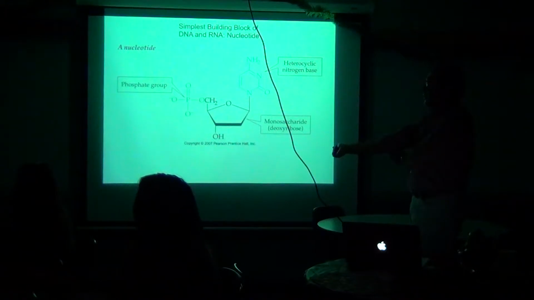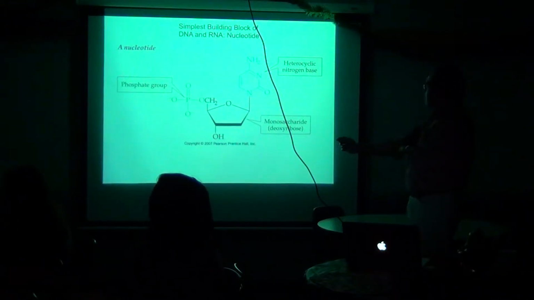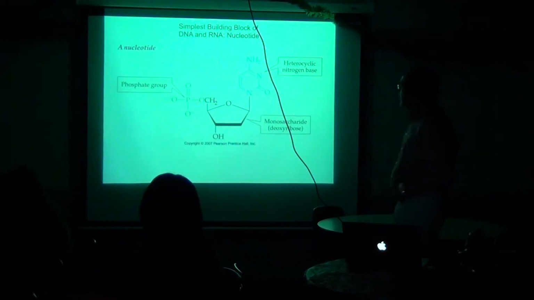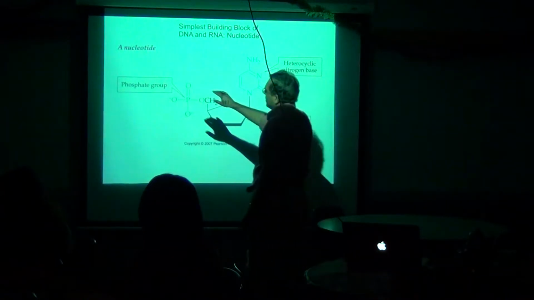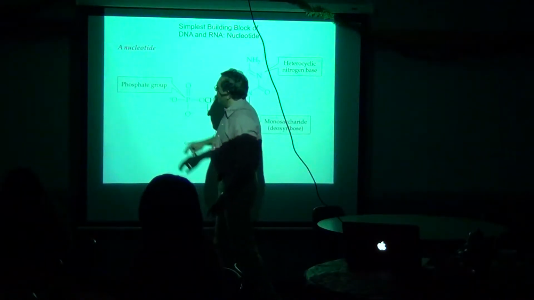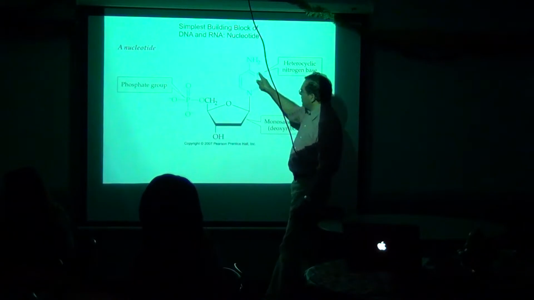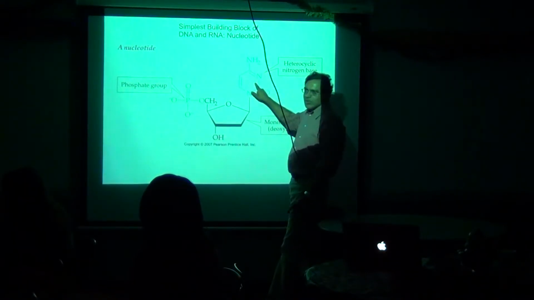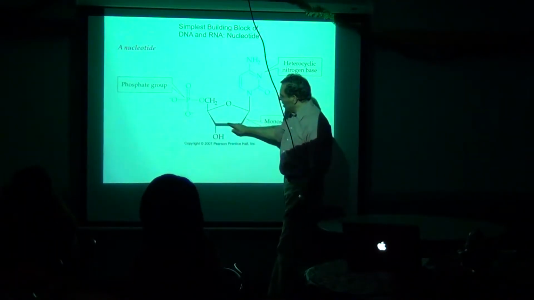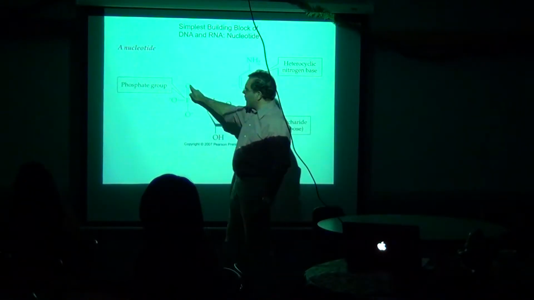So, to refresh your memory again, the simplest building block of DNA and RNA is called a nucleotide. And the nucleotide is made up of 3 components. There's a base, and it shows here a base. There's a sugar, and then there is a phosphate group.